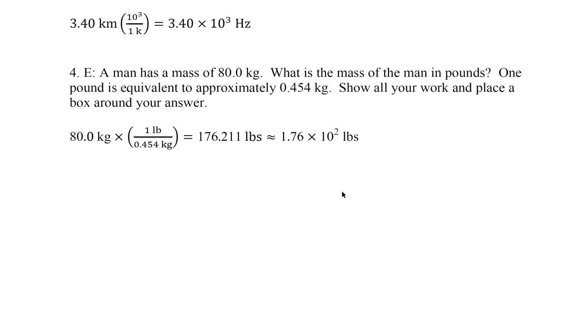Question 4. A man has a mass of 80 kilograms. We want 80 kilograms to be converted to pounds. So 80 kilograms, now what's in parentheses is equal to the number 1. So 1 pound in the numerator is 0.454 kilograms in the denominator. So on the left side, kilograms in the numerator divided by kilograms in the denominator cancel. So now we just get pounds. So 80 kilograms is about 1.76 times 10 to the 2 pounds.